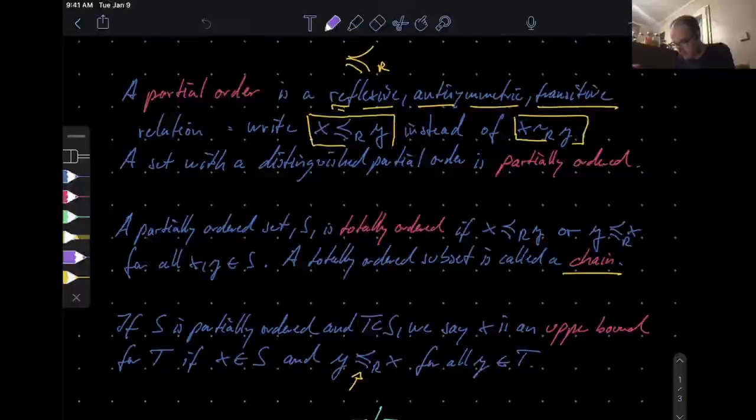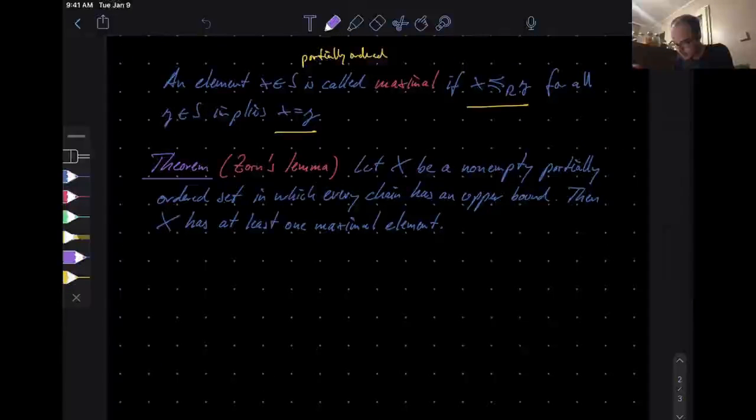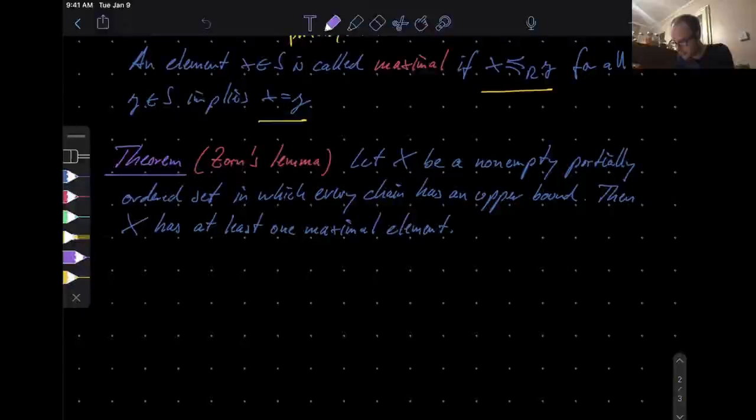Now, upper bounds: you take the interval 0 to 1, then an upper bound would be, for instance, 2. And then the maximal element. Once you have these notions on the table, here comes Zorn's lemma. If you have a non-empty partially ordered set in which every totally ordered subset, a chain, has an upper bound, then that whole set X has at least one maximal element. And that's what we're going to use now in the proof of the Hahn-Banach theorem.